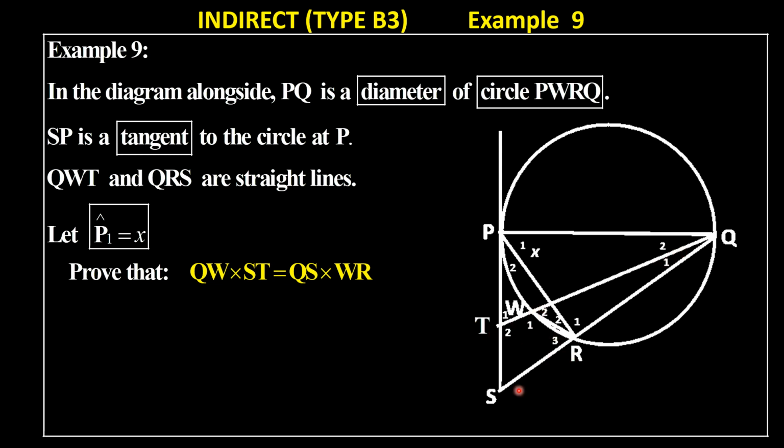And QRS is also a straight line. And we've got angle P equal to X. And we have to prove this here, right? So this is the proportion written in this form.